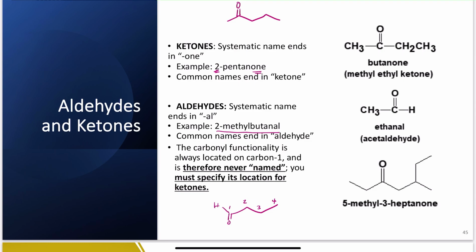No exceptions to that. Ketone, we have to specify where it is because remember, ketone has carbons on either side of that carbonyl carbon. But an aldehyde, this is always carbon 1. No exceptions to that. Okay? Ketones, we have to specify. But aldehyde, the carbonyl carbon is your carbon 1. So the carbonyl functionality is always located on carbon 1, is therefore never numbered. You must specify the location of it for any ketone, though. 2-methylbutanal, so 1 and then 2 would have a methyl group right there.